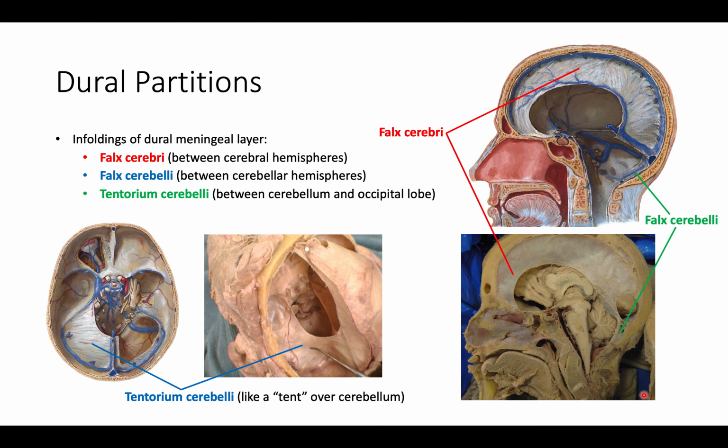Okay, so let's talk about the dural partitions. So we've got this falx cerebri located here at the top. As we go down to our cerebellum, we've got the falx cerebelli. So the falx cerebri is between the cerebral hemispheres, while the falx cerebelli is in between the cerebellar hemispheres. The tentorium cerebelli is like a little tent located over top of the cerebellum, and it's below the occipital lobe.